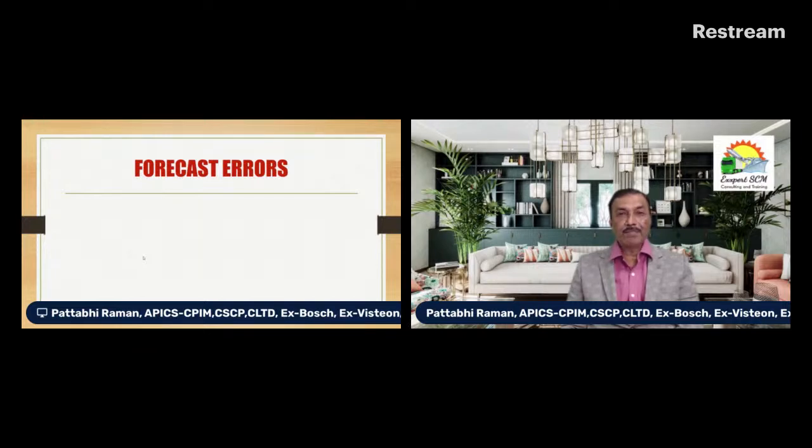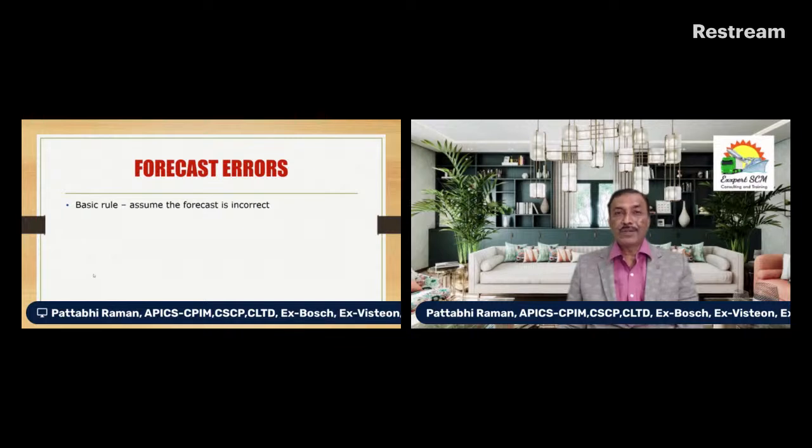MSE, mean squared error. MAD, mean absolute deviation. Fine. It is the difference between actual and estimated value. That's the basic method. So you can take the absolute value of the error, using mean absolute error or mean squared error. There is one more thing called tracking signal, but we will come to that.